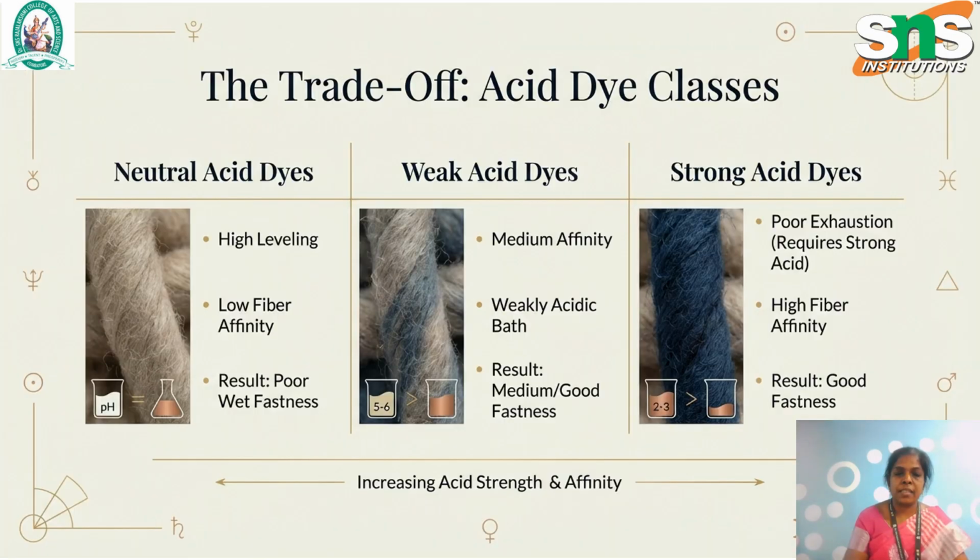These are the three types of acid dyes: neutral acid dyes, weak acid dyes and strong acid dyes. When you compare them in wool dyeing, neutral acid dyes are high leveling, but they have low fiber affinity and result in very poor washing fastness. Weak acid dyes have medium affinity, are weakly acidic, and have good washing fastness. Strong acid dyes have a very poor exhaustion rate. They require strong acid, have high fiber affinity, and good fastness properties. So as the acid strength increases, the affinity also increases.